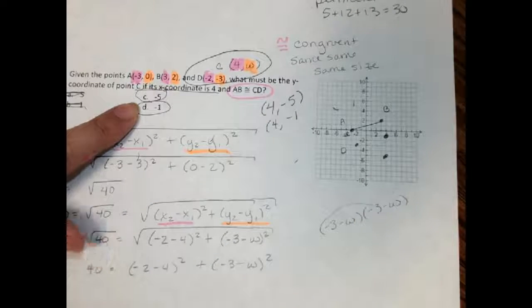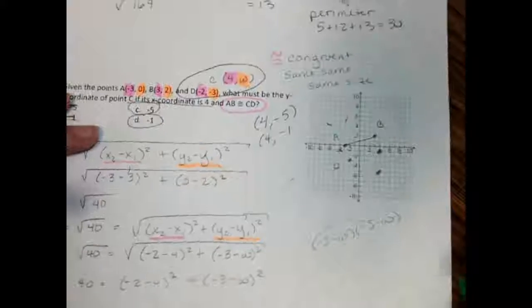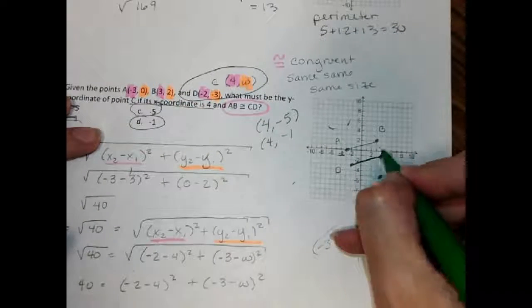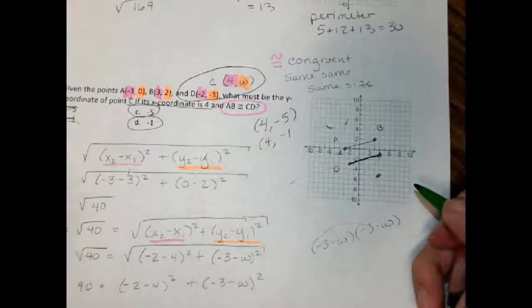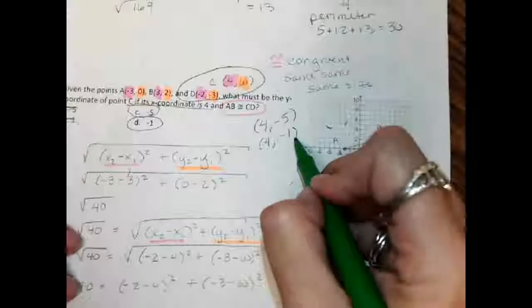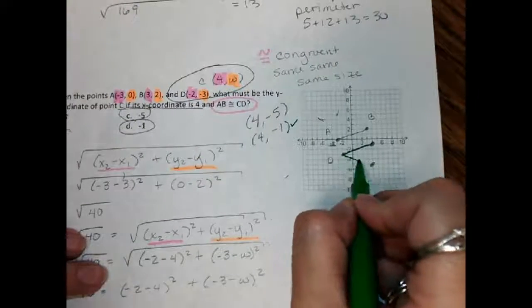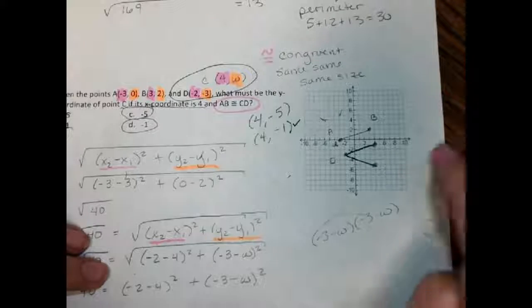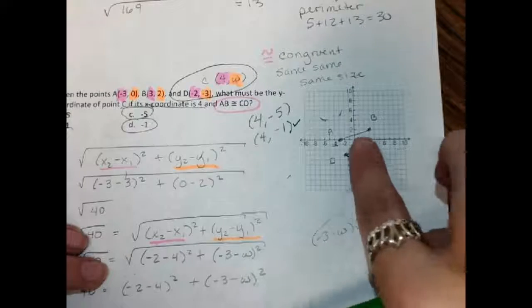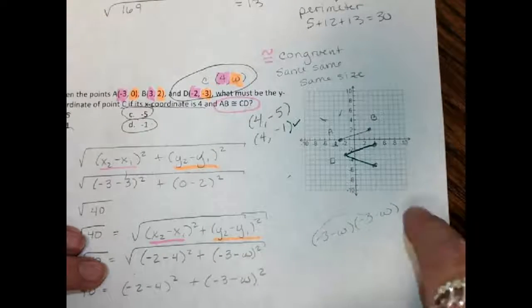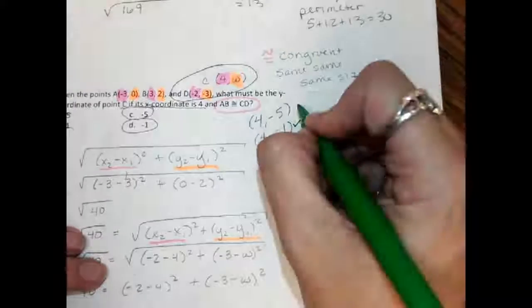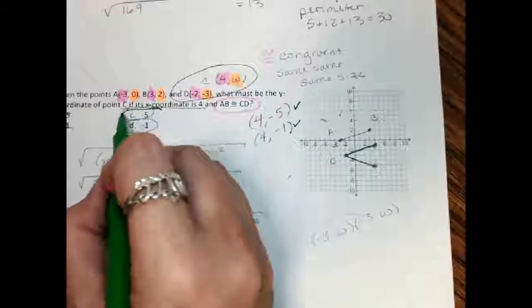Well, this point, if I graph this one, do those look like they're the same length? That one looks like it works. Now what about this one? Even though it's not parallel to that one, does it look like it's the same length? It does, so this one is also an answer. So in this case, there's two answers.